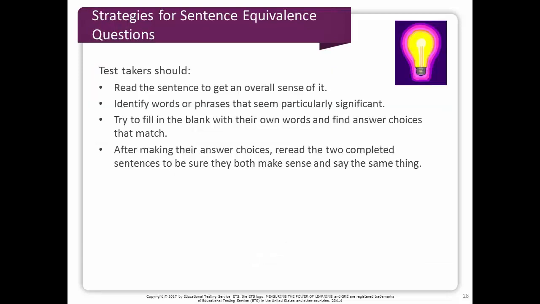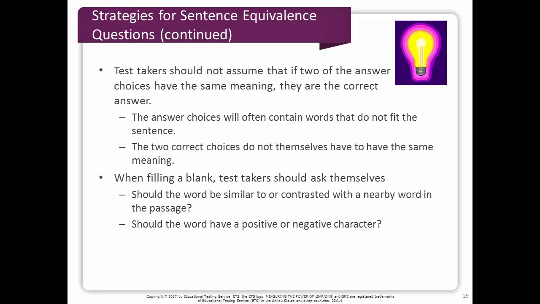For sentence equivalence questions, you should read the overall sentence and try to understand its meaning. Identify words or phrases that are particularly significant in the context. Try to fill in the blanks with your own words and find answer choices that match. Once you've made your choices, reread the sentences with two words included again to make sure that they make sense and say the same thing. Be careful not to assume that if two words say the same thing, they are the correct answer. The options may have multiple choices that are the same, but only the ones with the correct meaning must be chosen.